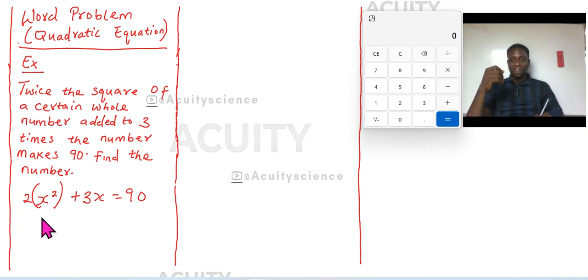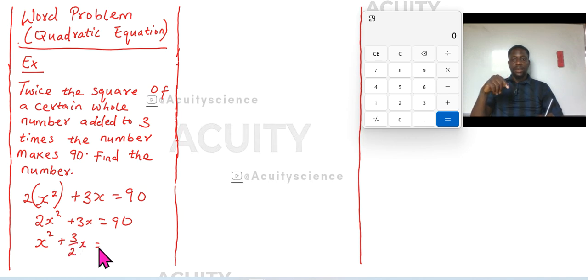Let's complete the square. So I'll write that as 2x squared plus 3x equals 90. To complete the square, you want the coefficient of x squared to be 1. So we divide through by 2. This divided by 2 will have x squared. This divided by 2, we're going to have 3 over 2 x, right? And then 90 divided by 2 is 45. So we just have 45.